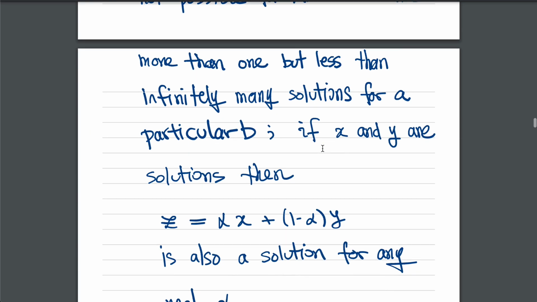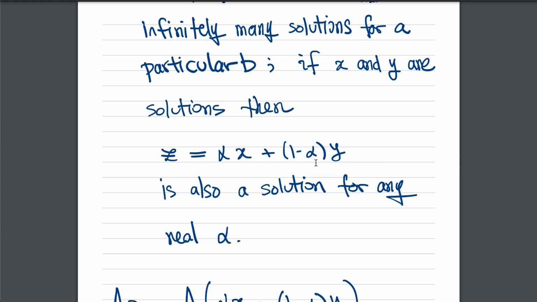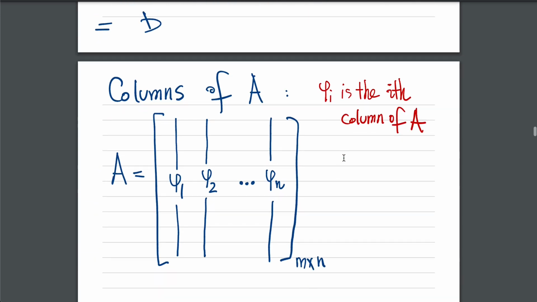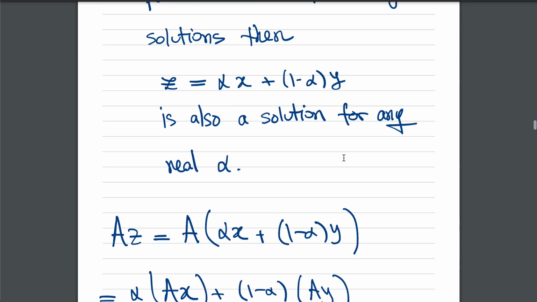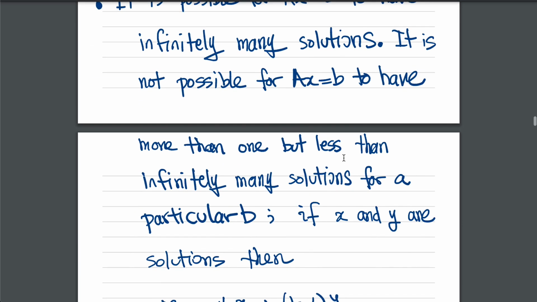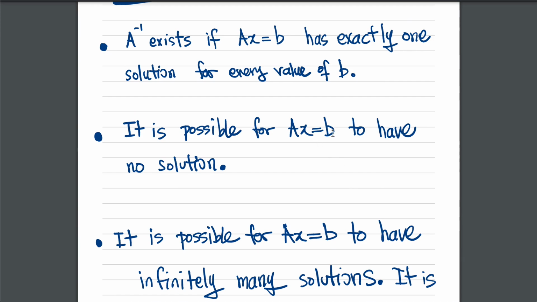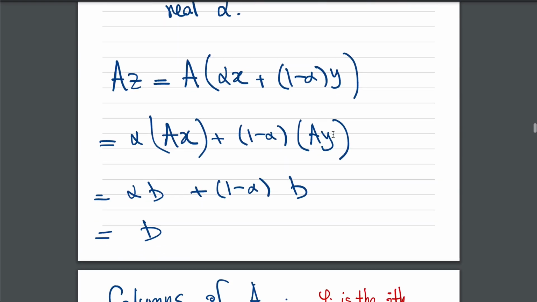Now, what we did here is an example of what is known as a linear combination, a linear combination of X and Y. Now let's look at this equation AX equals B in a different way.